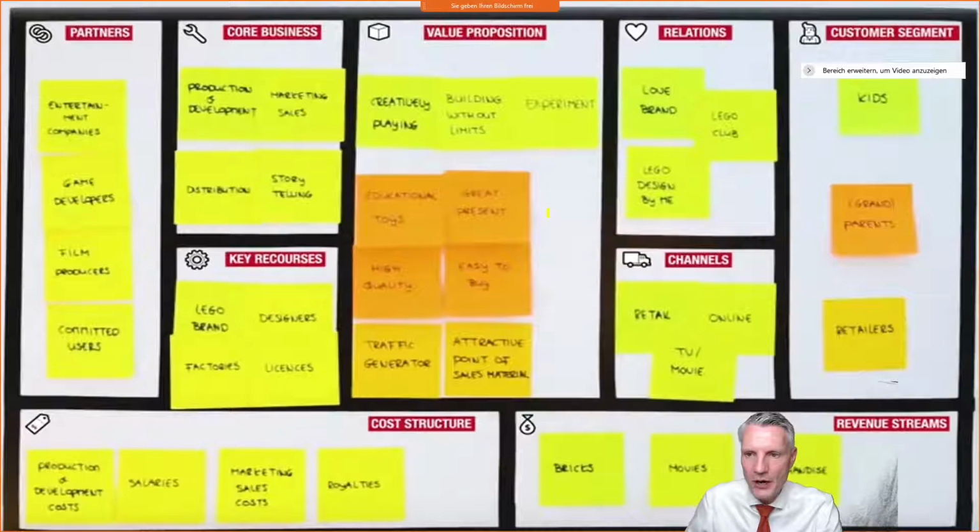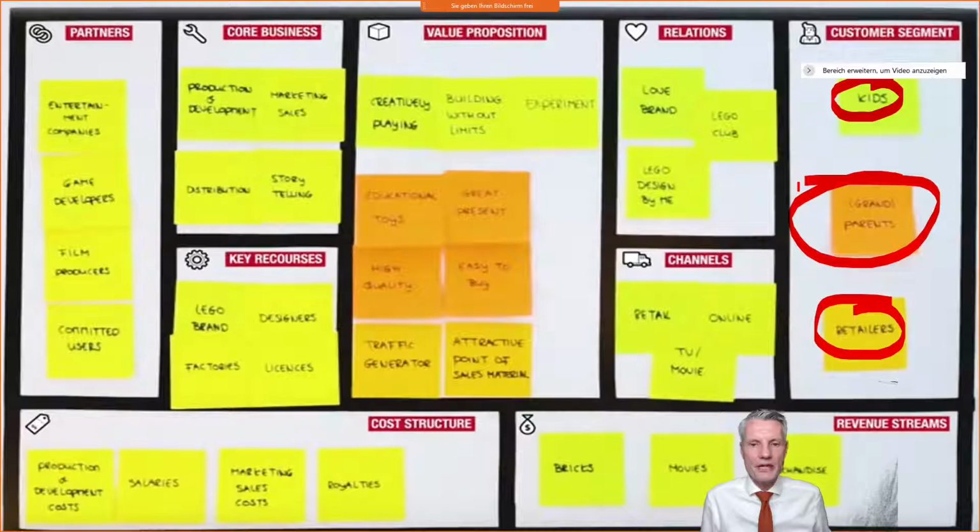So we have here the segments of the kids. Let's use a different kind of color now. Here are the kids as a customer segment, but also you have the retailers, like I just mentioned. And they identify here, for example, grandparents or parents as another customer segment. Now what makes sense is to use different colors for the stickers and to have the corresponding ones in the value proposition, because this is the first step. Then this is the second building block.